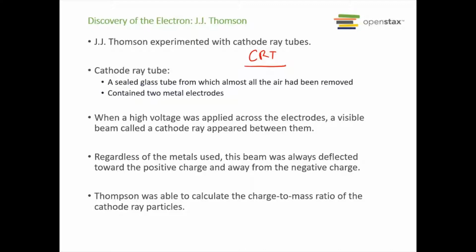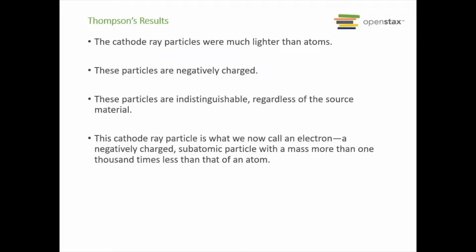And I know this is just a lot of writing. Let me show you the picture. Oh, one more slide. Anyway, what Thomson figured out was that these particles were super, super light, way lighter than an atom, but they're negatively charged. They were repelled by a negative charge, or the negative end of a magnet.